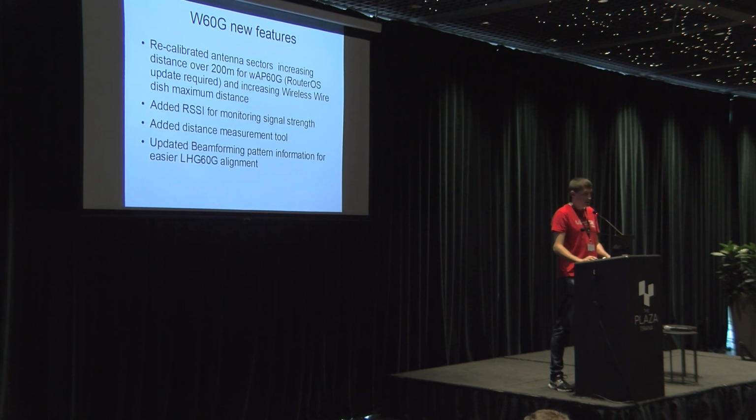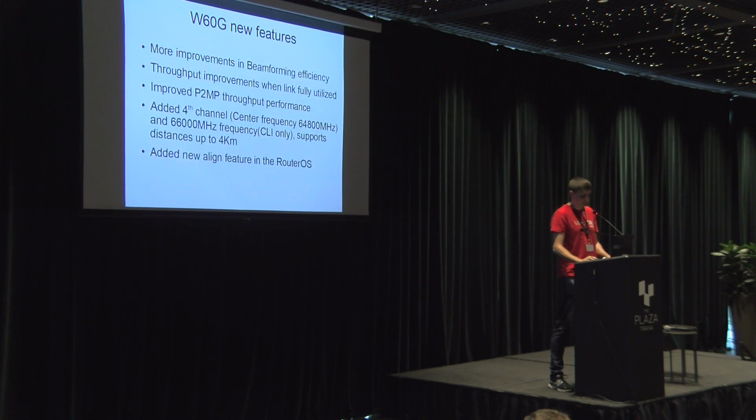SSL for monitoring signal strength to make the alignment easier. Also, a very precise distance measurement tool has been added, and we have updated beamforming pattern information for easier LHG60G alignment. There have been more improvements in beamforming efficiency, throughput improvements when the link is fully utilized, and there was major point-to-multipoint throughput improvement to achieve greater speed with up to 8 clients.